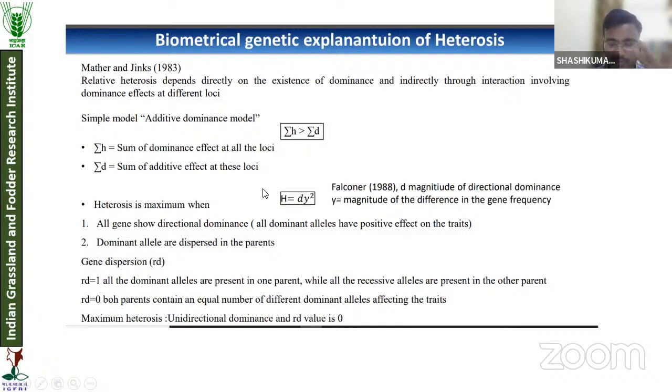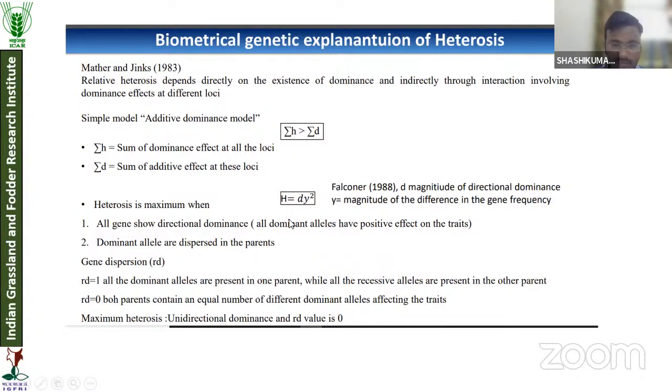If you cross P1 and P2, you get F1, and F1 shows heterosis. The heterosis mainly occurs because of the dominant genes in the F1 and the difference in gene frequency between the two parental lines. If all the genes show directional dominance, the heterosis will be maximum, and these dominant alleles should be dispersed between the parents. That means there should not be fixing of alleles, like all dominant alleles in P1 and all recessive alleles in P2. Then you will not get maximum heterosis. The maximum heterosis is obtained when the genes are dispersed between the two parental lines.